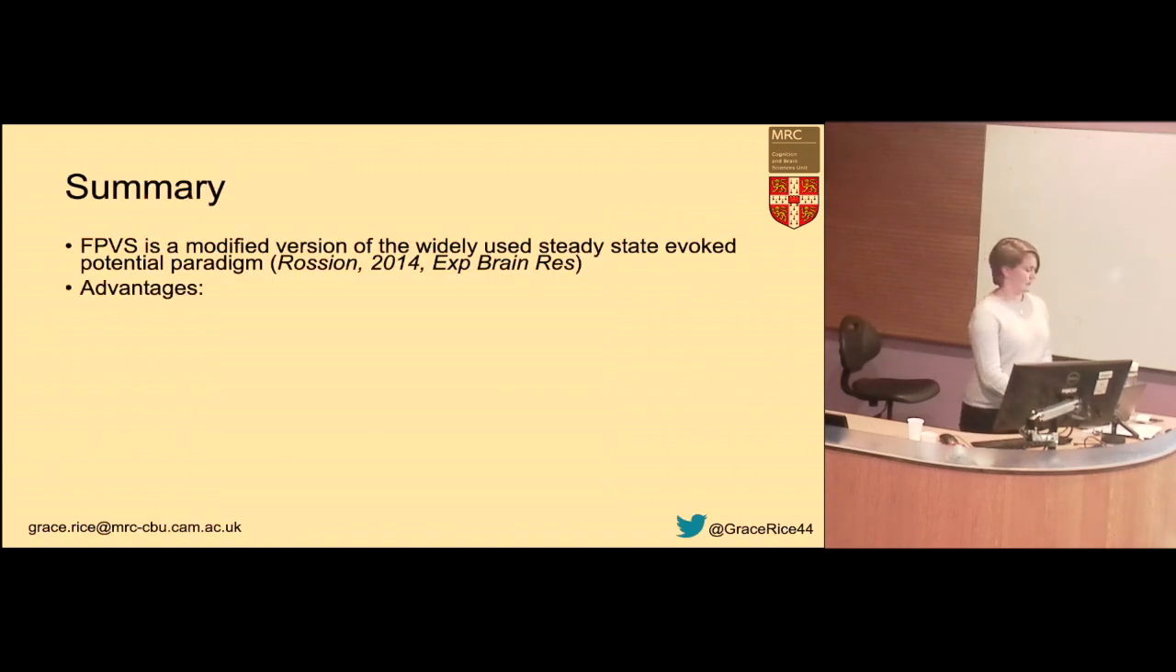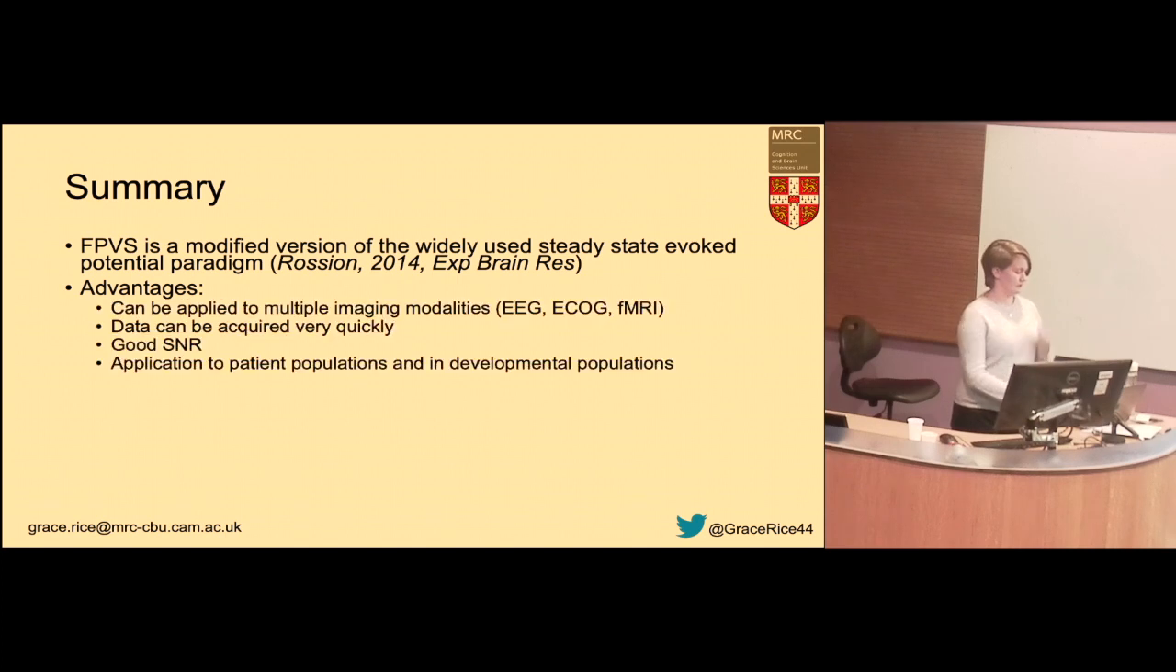So just to summarise, the fast periodic visual stimulation paradigm is a modified version of the widely used steady states paradigm. It's got a number of advantages in that it can be applied to multiple imaging modalities in multiple populations, so both healthy participants and patient populations, and they've also started using this in children, developmental studies as well. So the data can be acquired very quickly, in as quickly as 1 minute per run, and you get good SNR even with the short acquisition time.